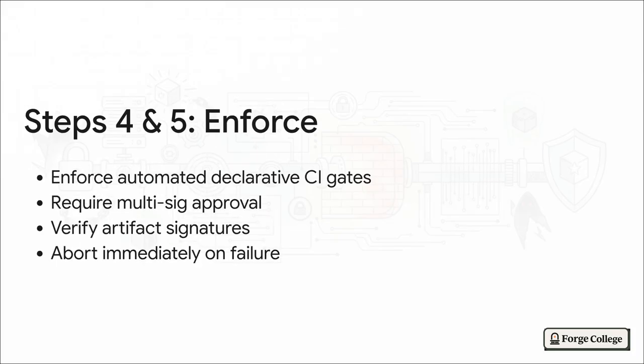Then we get to steps 4 and 5, which are all about enforcement. You need automated CI gates, meaning your security rules are written down as auditable code. For production pushes, you require multi-sig approval, meaning multiple real humans have to sign off. Most importantly, your orchestration system must rigorously verify the artifact's digital signature. And if it fails, don't just log a warning somewhere. Abort immediately and treat it as an active threat.